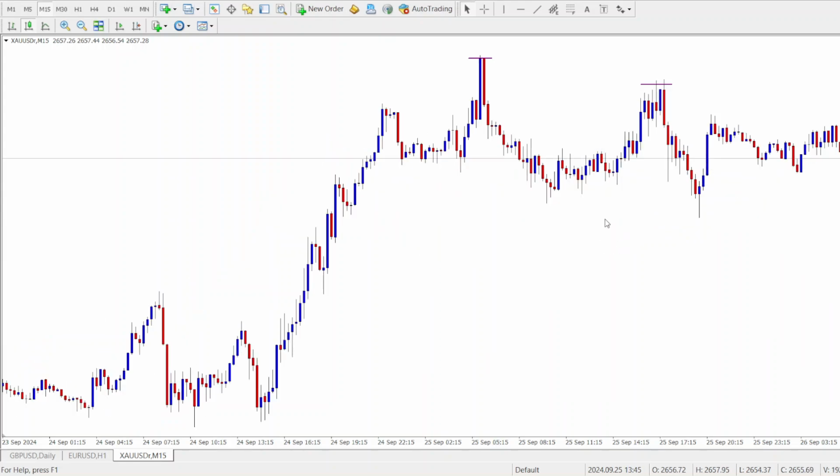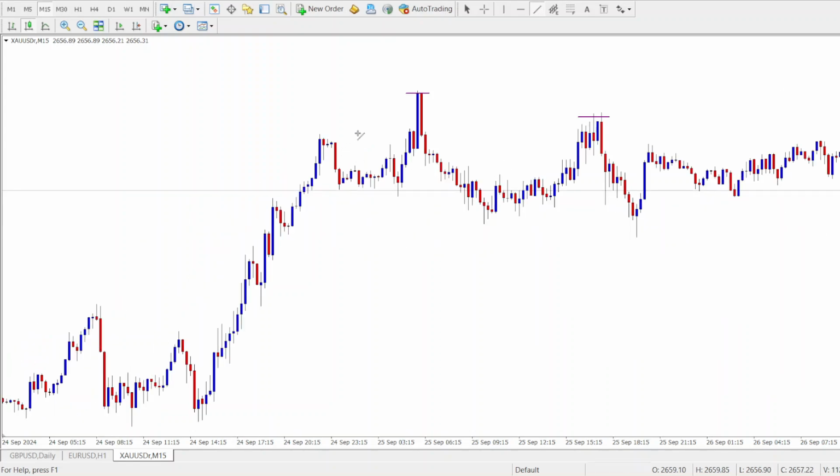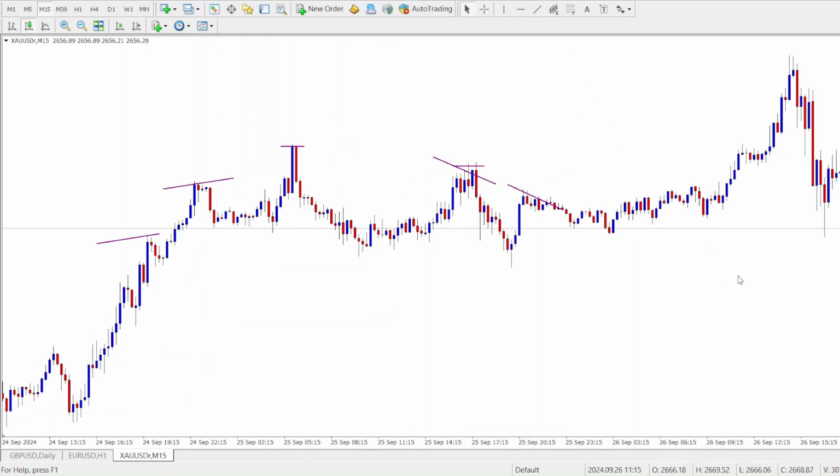It forms when a high is followed by two lower highs on either side. We can see that this is a swing high and this is a lower high on either side. There is a lower high here, there is a lower high here. And for this swing high, there is a lower high here and a lower high here, just a brief high that went down and came back up. So that is a swing high.